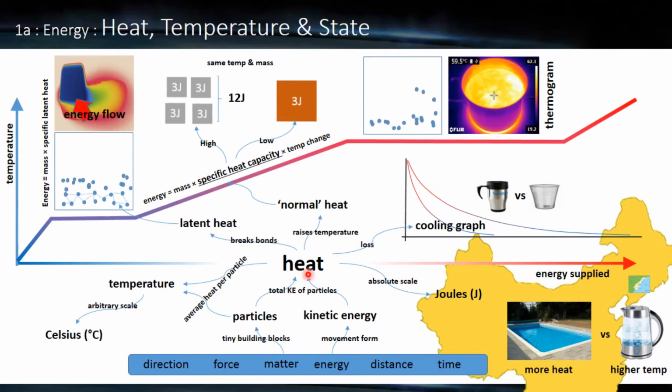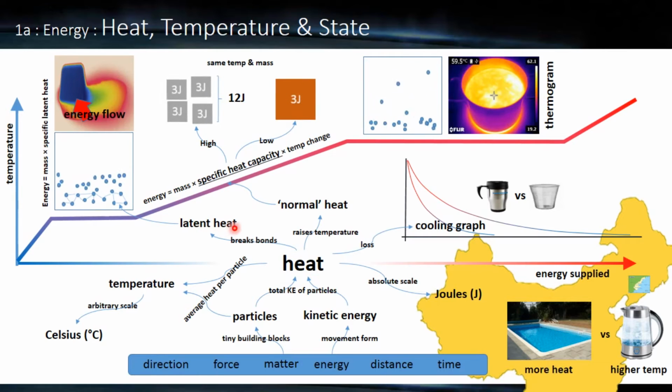So back to our central concept here, heat. Heat basically does two things. It either raises temperature or it breaks bonds. So raising temperature is what we understand quite readily. If we want to know how much energy we need in a particular situation, we need to know the mass that we're dealing with. More mass, more energy. We need to know the temperature change, but we also need to know what substance we're dealing with. So this number here in the middle has got to be specific to a particular material.